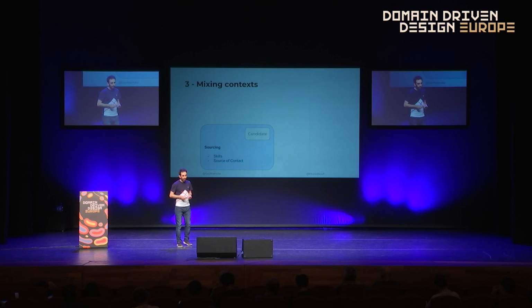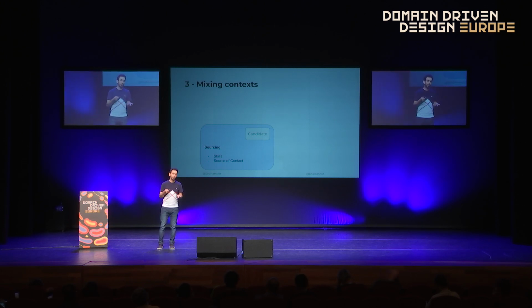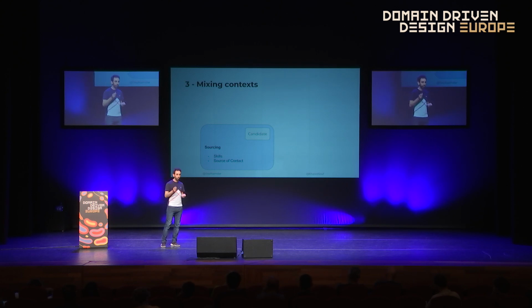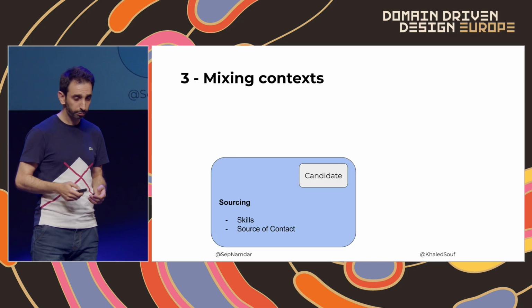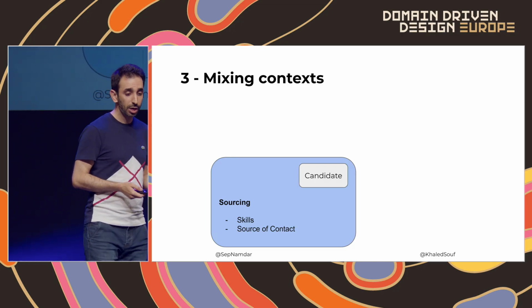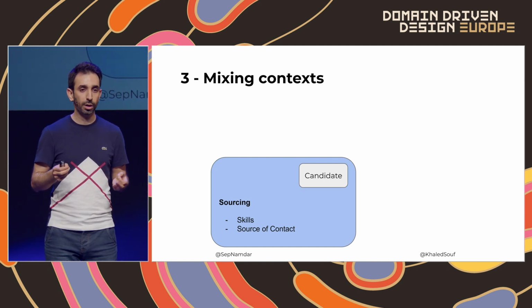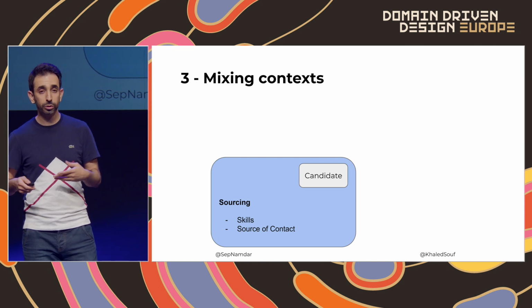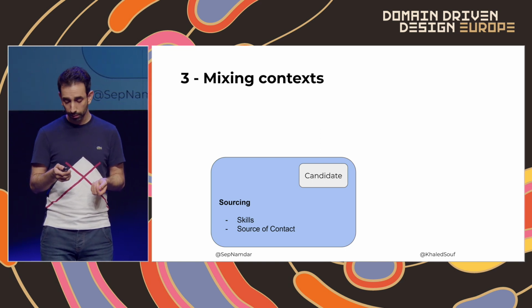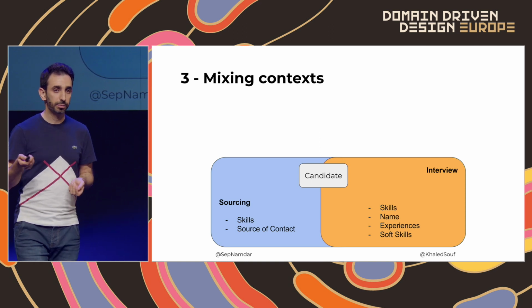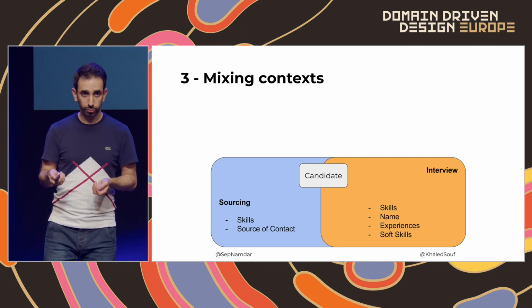So imagine that as a human resource, you have some context which is sourcing. In this context, you are supposed to go on some social network and find candidates. In this context, you look more at the skills or source of contact of that person. Okay, imagine you have a second context, which is interview.